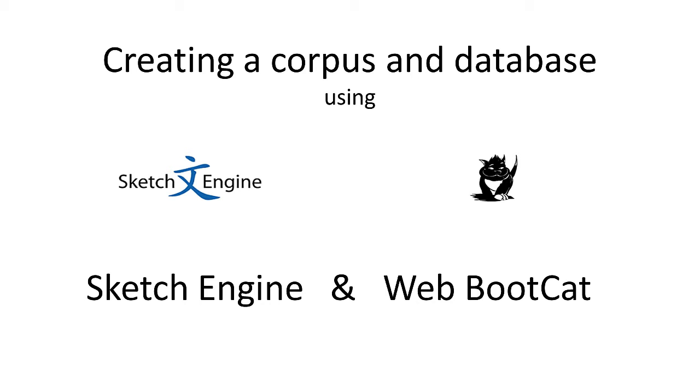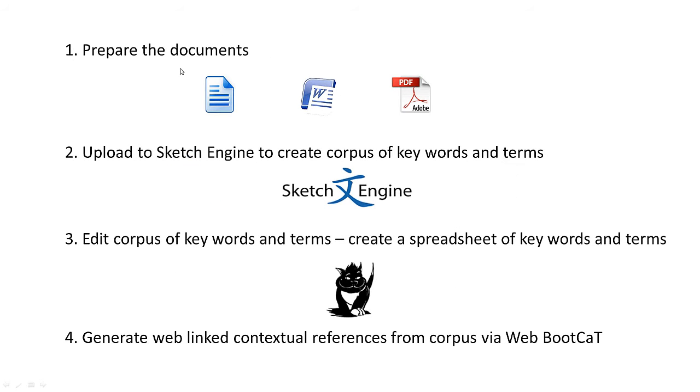The process is fairly simple. You do need access to SketchEngine, so we need to prepare our documents first. It takes text files. PDFs can be classed as text files as well because it reads the text in the PDF. So plain text, Word files, PDFs. You can't use photographs of text even if they are PDFs. It has to be a PDF that's been generated from a text-based file.